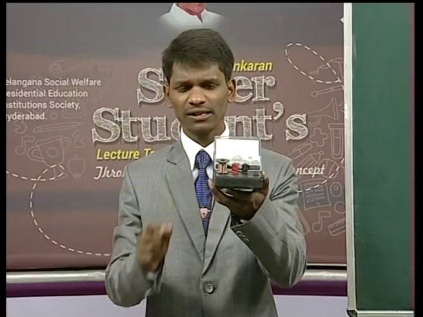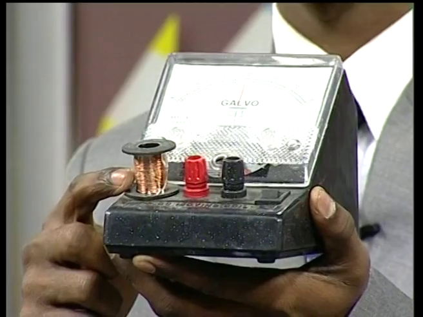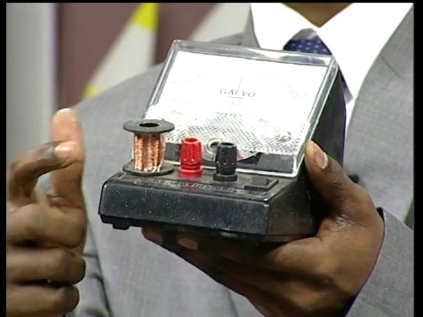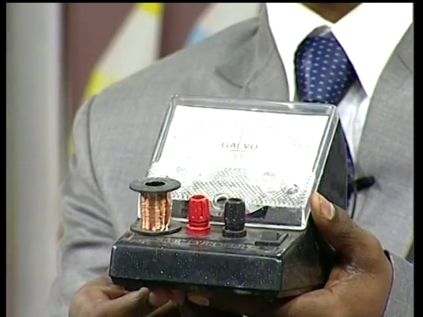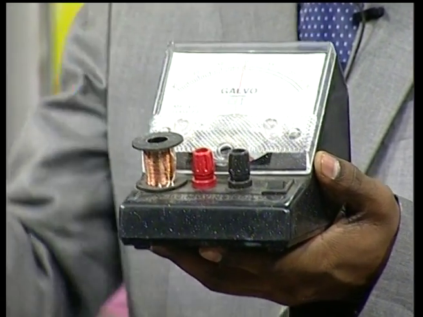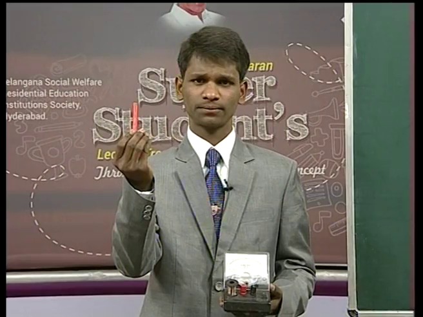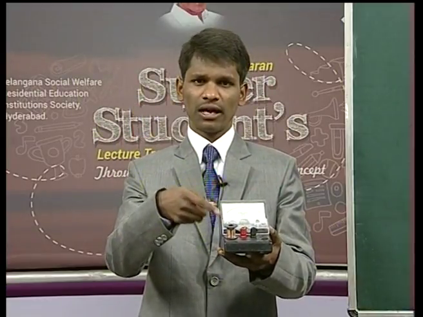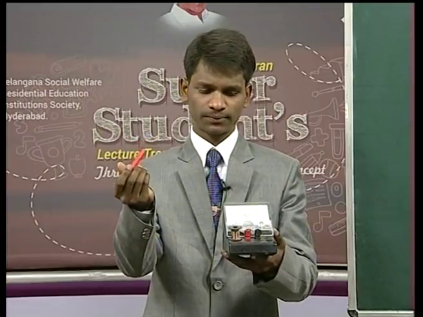Friends, see here, this is a copper coil, and this copper coil is connected to the galvanometer internally. Friends, now I am taking this magnet and I am pushing this magnet into the coil. Let us observe what happens.